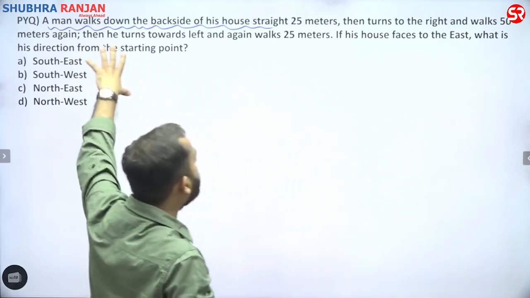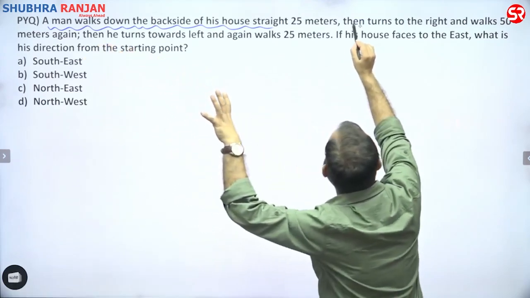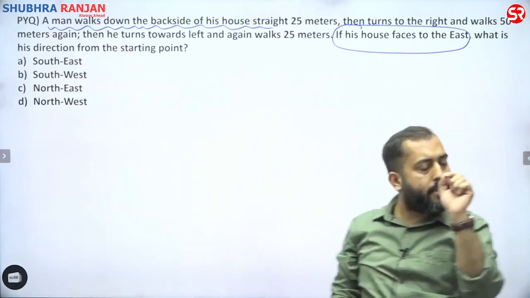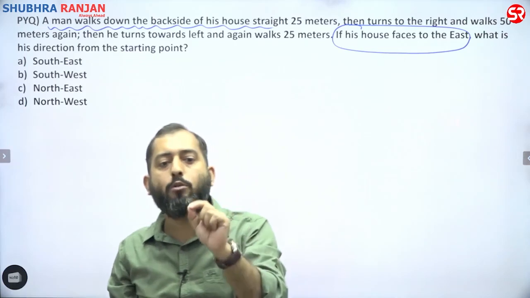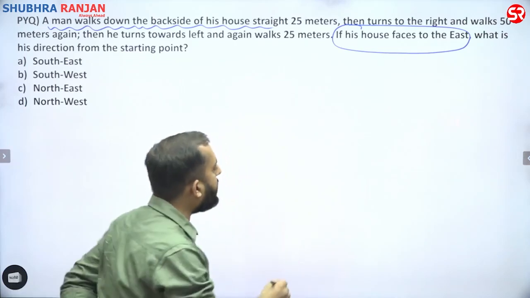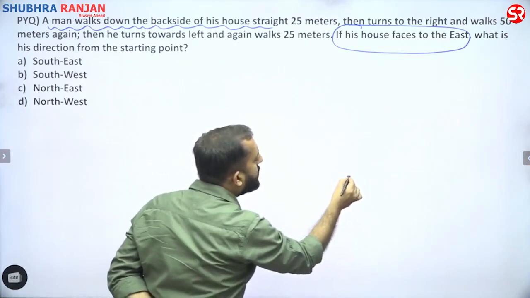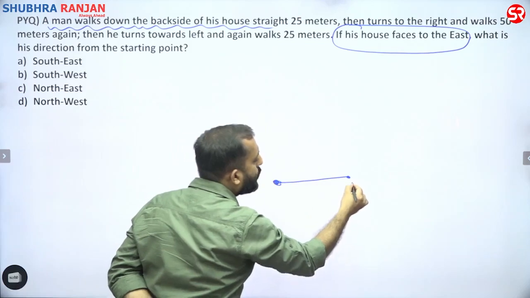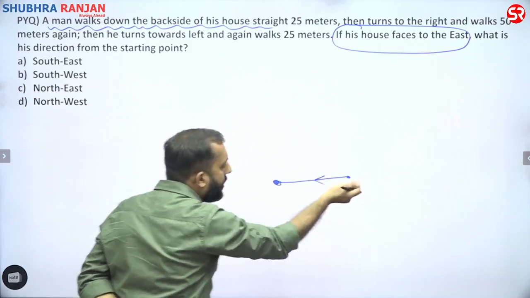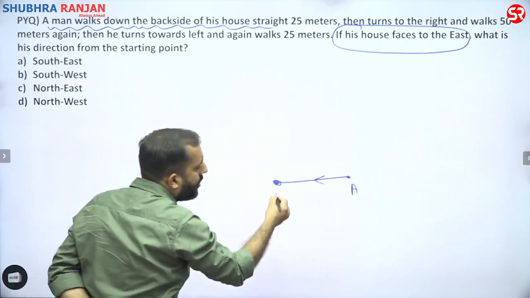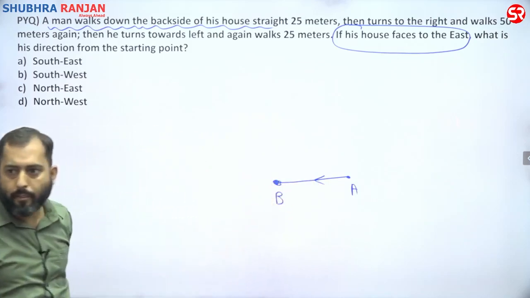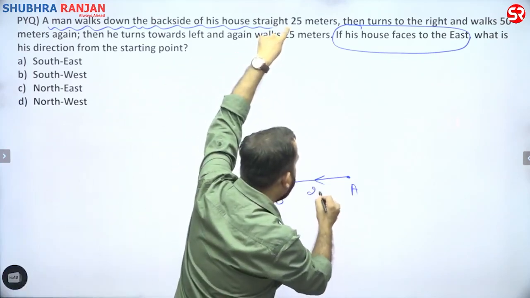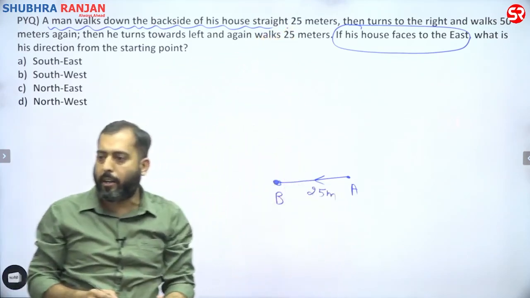So we should know in which direction his house is facing. So read the question carefully and tell me, do we have any such information? Yes. We know in which direction his house is facing. His house is facing east, then definitely in the beginning that person has gone westward. So let's say this is point A. From point A, he went westward to reach point B. And what was the distance traveled by him in the beginning? 25 meters is the distance traveled by him in the beginning.